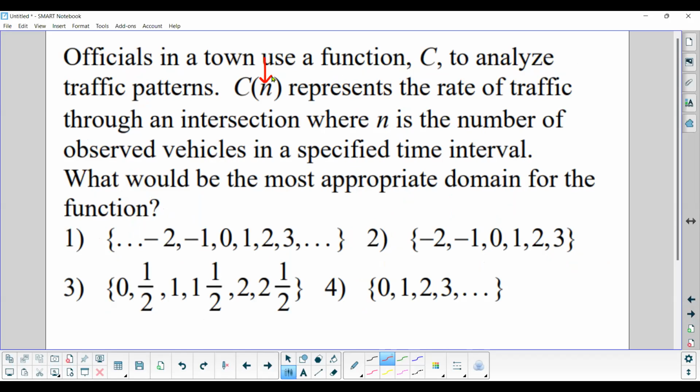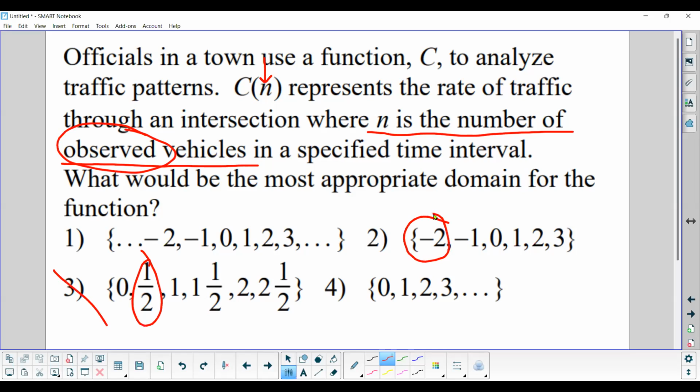and the domain is your input. So if the input is the number of observed vehicles, you have to know what that means. The number of vehicles you saw. Well, did you see half a car? No. Did you see -2 cars? No. Did you see -1 cars? No, right? So there's this topic on domain.